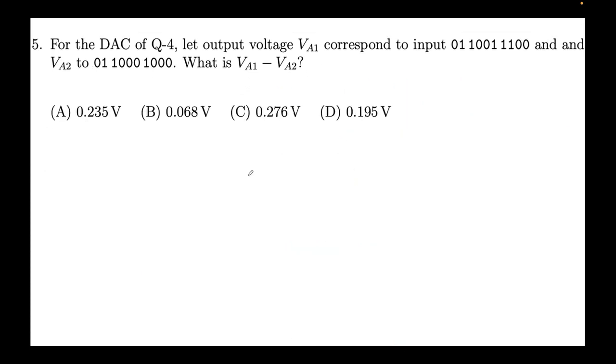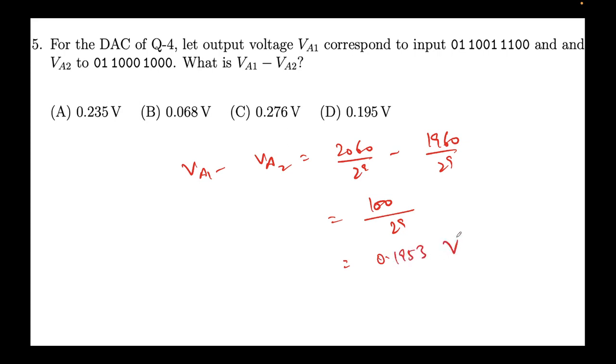So we are required to find VA1 minus VA2. VA1 was 2060 by 2 raised to the power 9 minus 1960 by 2 raised to the power 9. That turns out to be 100 over 2 raised to the power 9, sorry, not 1000, 100. My bad. 100 over 2 raised to the power 9 comes out to be 0.1953 volts. The units are volts, both of these were in volts.